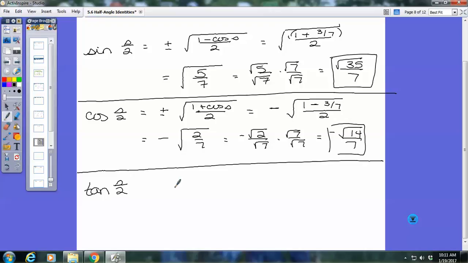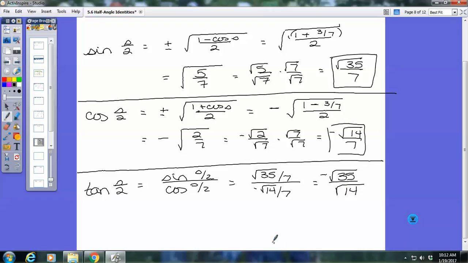Or, we've already found both sine and cosine, haven't we? Could we just divide those? Yeah. So 4 options there. Which one do you want to do? The last one. Yeah, I think that would be the shortest. So we're just going to take the ones we've already found and divide them. So we get radical 35 over 7 over negative radical 14 over 7. So either flip and multiply or take everything times the 7. And we get negative radical 35 over radical 14.